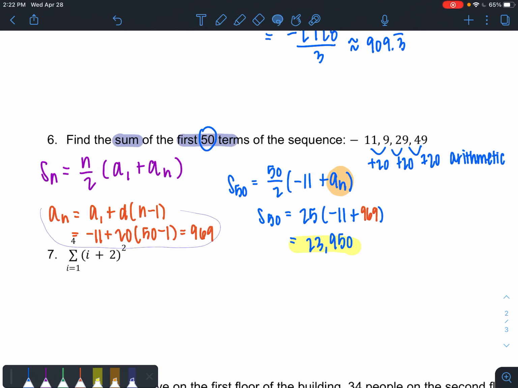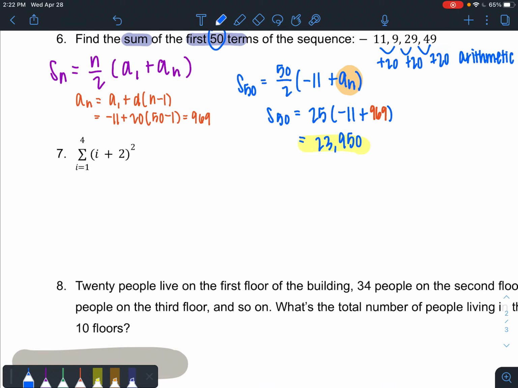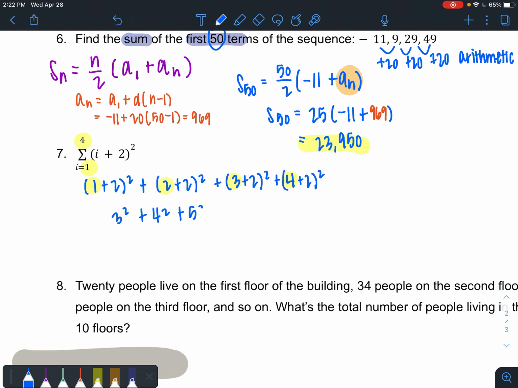All right, it's kind of in my way, so I'm going to shrink it down. All right, this next one, I'm just going to write out the first 4 terms and add them together. So plugging in 1, I have 1 plus 2 squared. Plugging in 2, 2 plus 2 squared. 3 plus 2 squared, and 4 plus 2 squared. I stop at 4 because this number is 4. So that's from 1 to 4. So I have 3 squared plus 4 squared plus 5 squared plus 6 squared, giving me 86 as my answer.